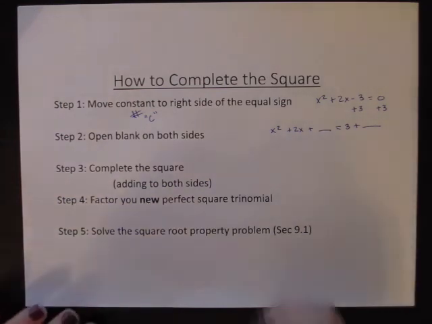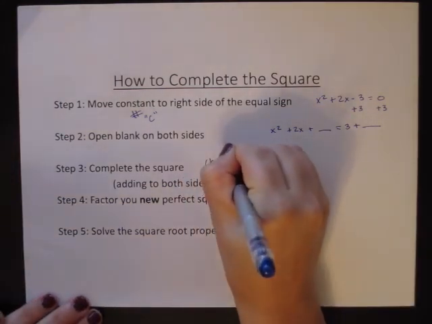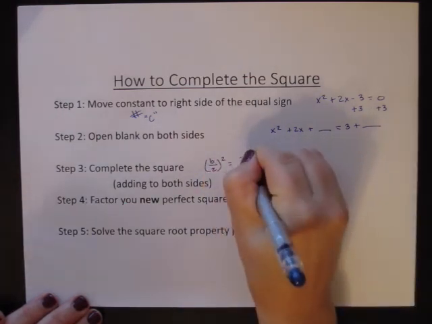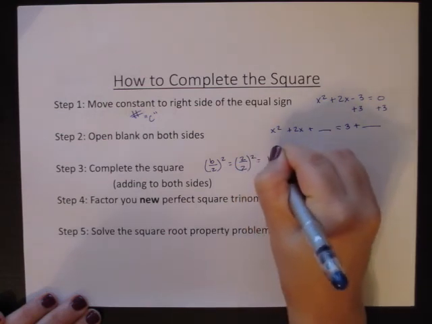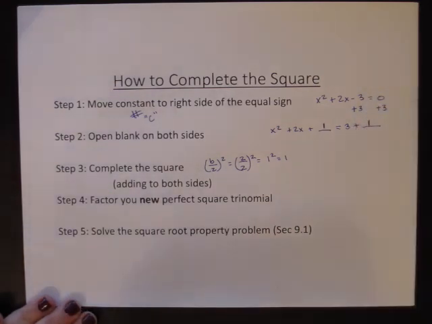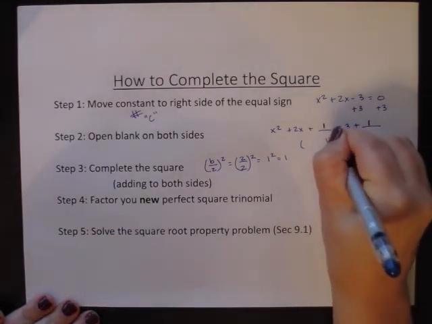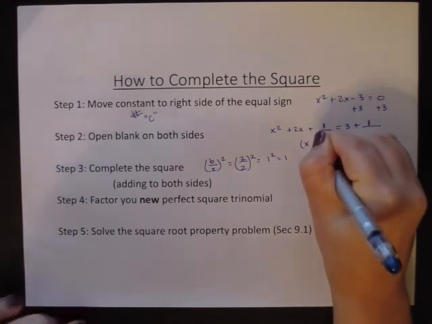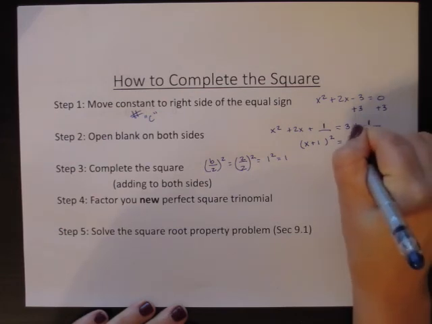Next thing you want to do is you want to complete the square. So you're going to take your (b divided by 2) squared. So my b is 2. So 2 divided by 2 is 1. So I've got 1 squared, which is 1. So what I add to one side, I have to add to the other side. So that's the completing the square, and you got to make sure and add it on both sides. Then you're going to factor this perfect square trinomial. So this was where we did a binomial squared. So that would be (x plus 1) squared equals 3 plus 1, which would be 4.